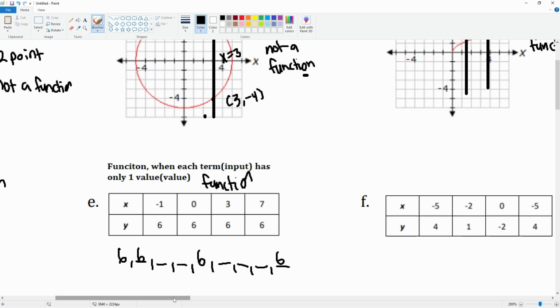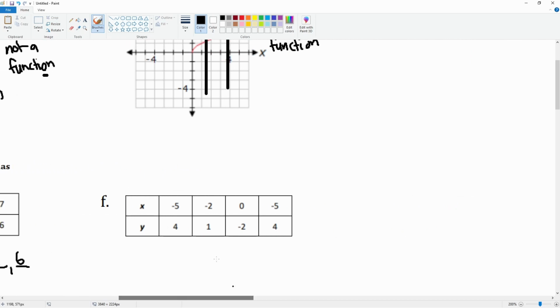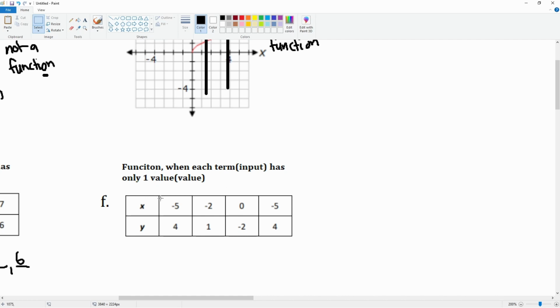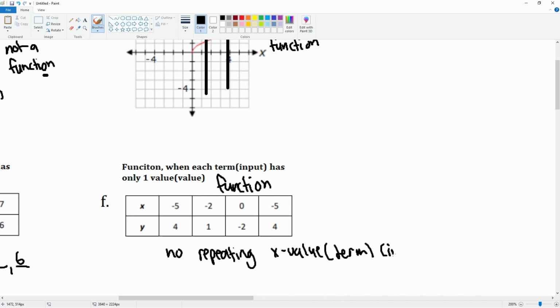It doesn't matter if the 6 repeats or even if there's a gap, right? Doesn't matter here. This is still also a function, and the reason why it's still a function is because none of the inputs repeat. So this is also a function. Negative 5, negative 2, 0, and negative 5. No repeating x value, which is no repeating term or input. Those are the ways you can think about it.